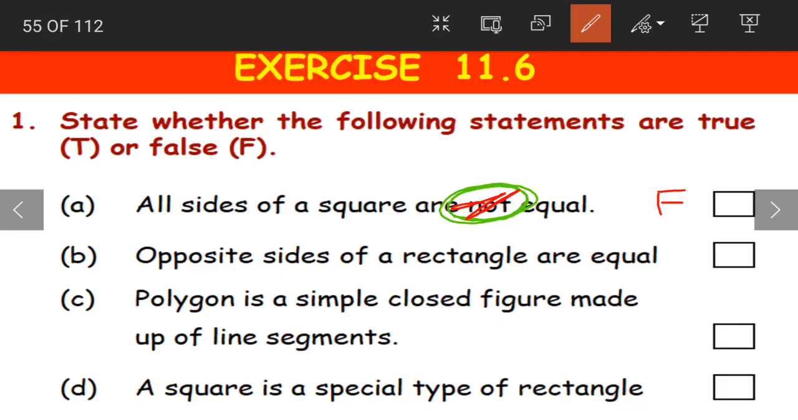Now coming to statement B, opposite sides of a rectangle are equal. Is this correct, children? Are opposite sides of a rectangle equal? Yes. So the answer becomes true.